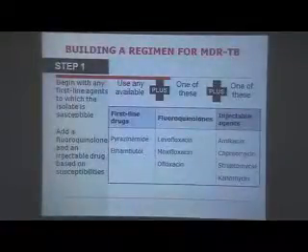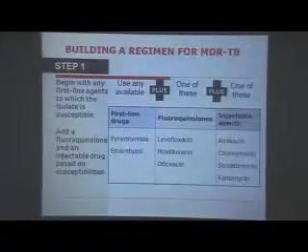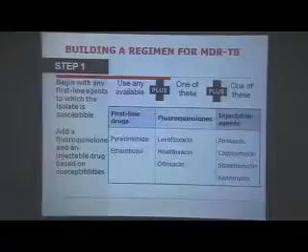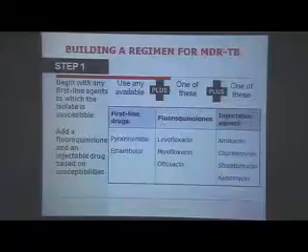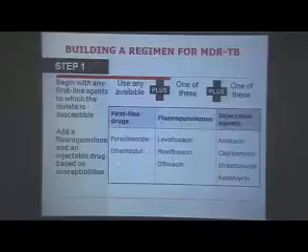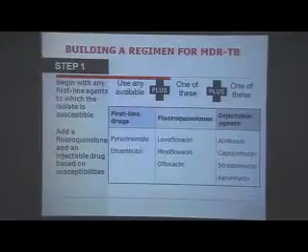So this is for the benefit of the postgraduate students. I have put up this: building a regimen for MDR and XDR. Same thing. Step 1, I told you, use any of the available first line drugs. Invariably, when it is MDR or XDR, the patient is resistant to INH and rifampicin. So what you have to use is either pyrazinamide or ethambutol. You ask the patient and find out the history. Usually the patient would have taken pyrazinamide only during the intensive phase, 2 to 3 months only. So we can take pyrazinamide as one of the drugs.